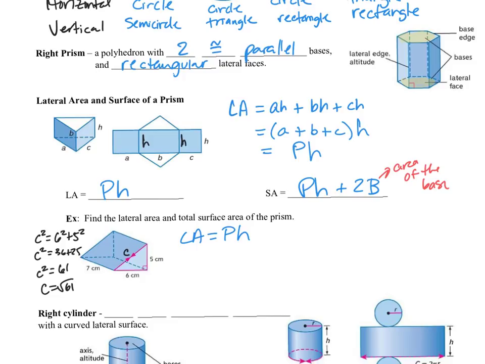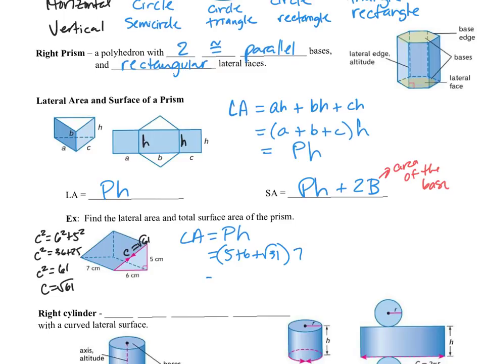So that means that the perimeter of our base is going to be 5 plus 6 plus the square root of 61. So we will take 5 plus 6 plus the square root of 61, put all of that in parentheses, and then multiply that by the height. Now, the height of the prism isn't necessarily how tall it is. The height of the prism is the distance from one base to another. So you can see that these 2 bases are 7 centimeters apart, so it's 7.